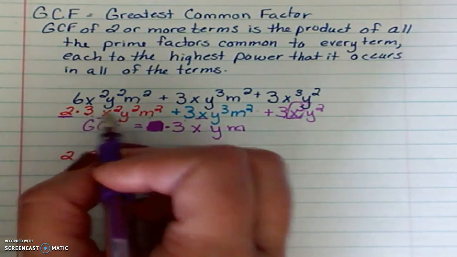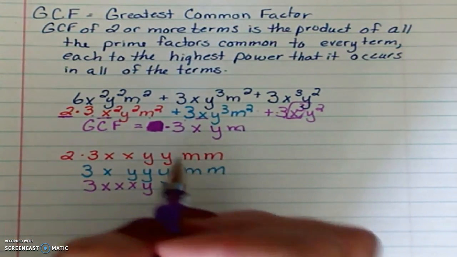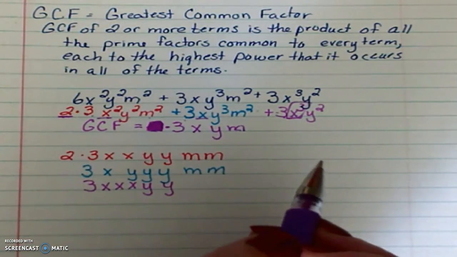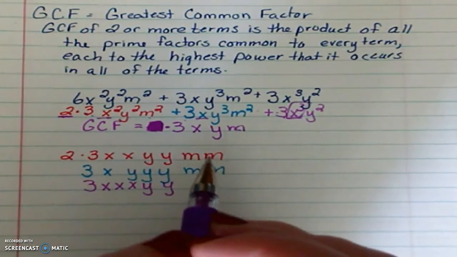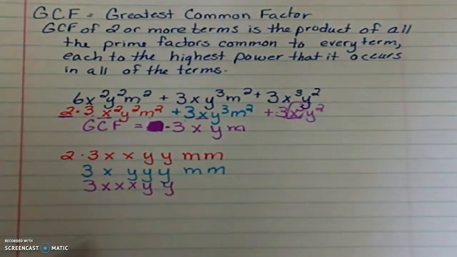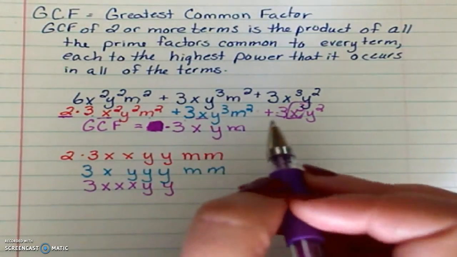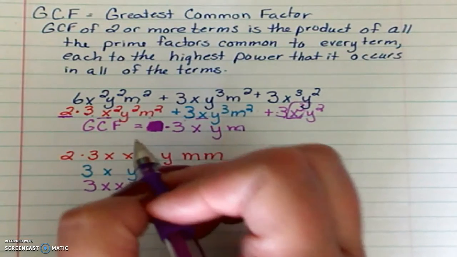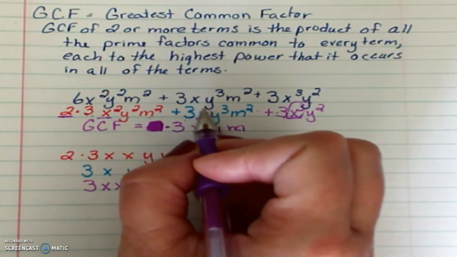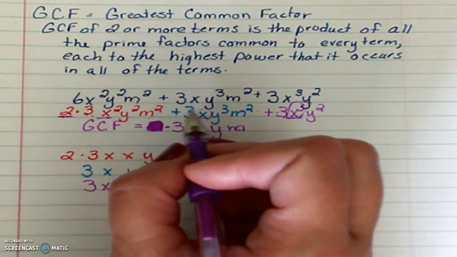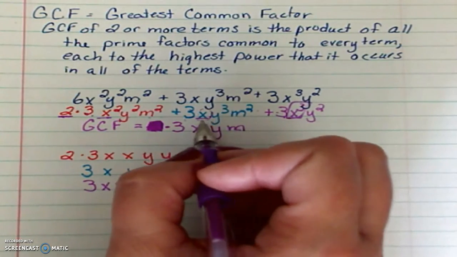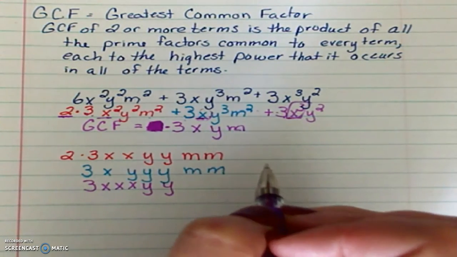We have the factor of 3. Does that occur in every single term? Yes, it does. What is the highest power that it occurs in every single term? Well, 3 to the first occurs in every single term, so it's just 3 to the first. Is there an x in every single term? Yes, there is. You want the highest power in every single term, which basically means you are looking for the smallest power, because you have x squared, x to the first, and x cubed. The most x's in every single term is just to the first because of that second term.